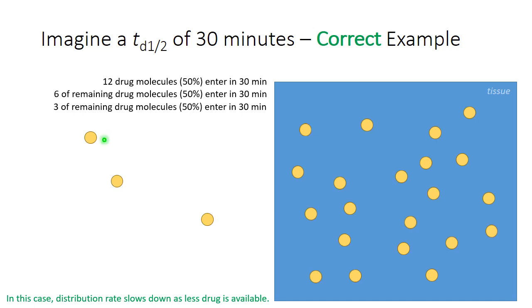So that means as the drug gets lower out here, in the next 30 minutes, we'll have a lower amount of drug getting into the tissue. So it declines, it slows down as we lose drug, as we deplete that drug from the first tissue that we're talking about on the left here, if that's plasma, etc.